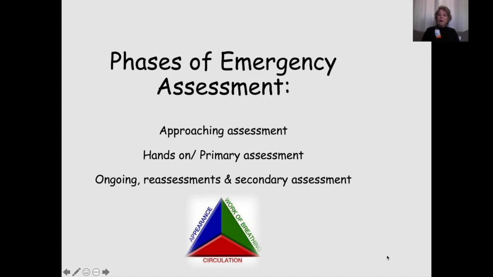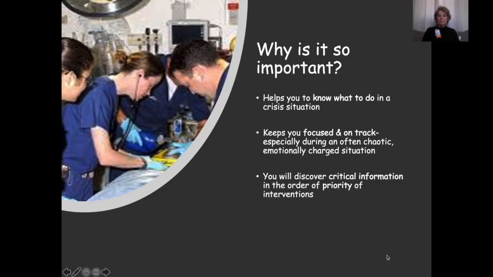And then, of course, the final phase is that ongoing reassessment of what you've done or what you've assessed in the ABCs, as well as your secondary assessment.